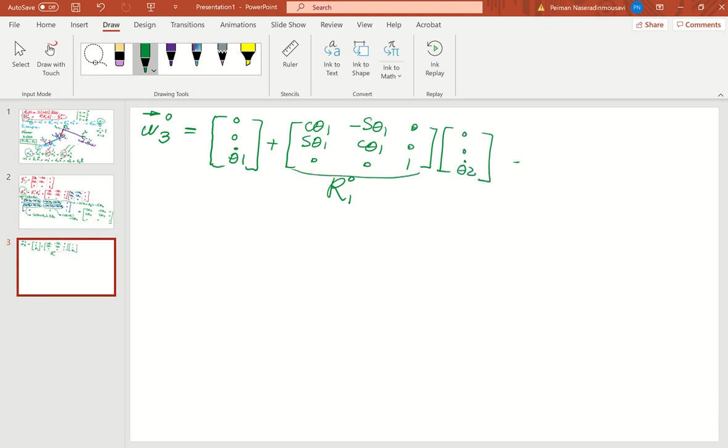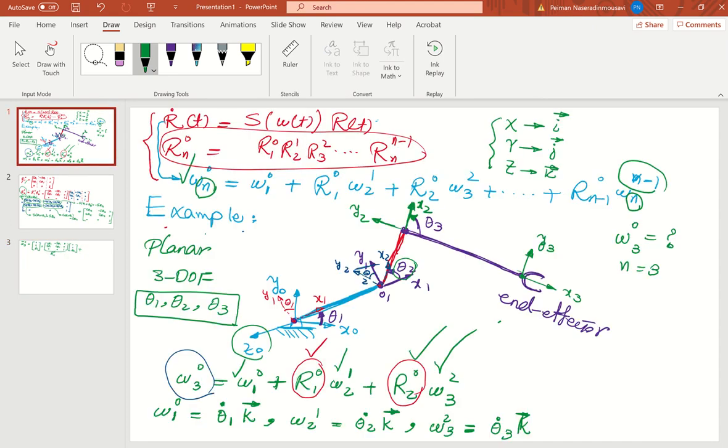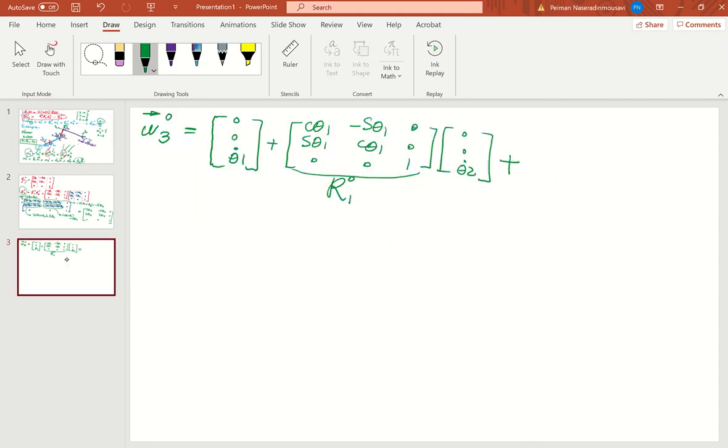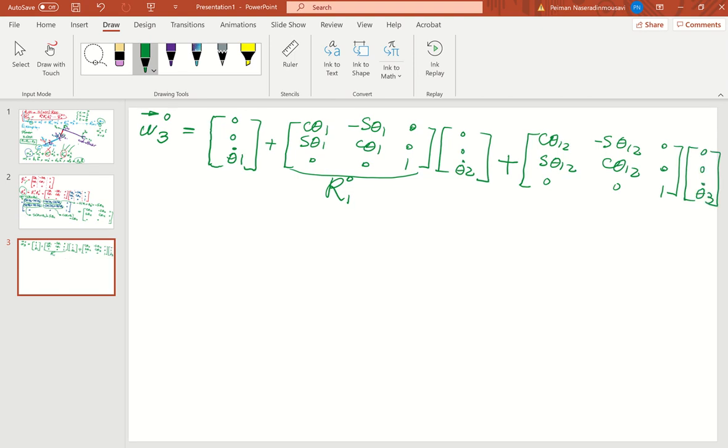This is that. Plus we have the third term, R2 with respect to 0. We have this and we just calculated this. So we are going to have cosine theta 12, minus sine theta 12, 0; sine theta 12, which we just calculated, cosine theta 12, 0; 0, 0, 1, multiplied by omega 3 with respect to 2, which is 0, 0, theta dot 3. Okay, understand?